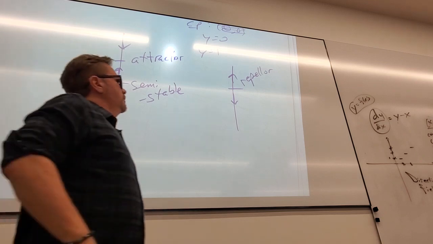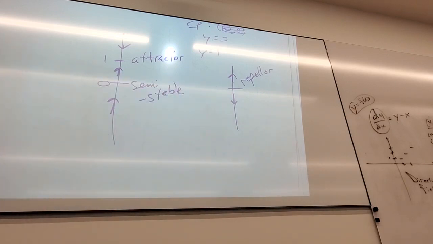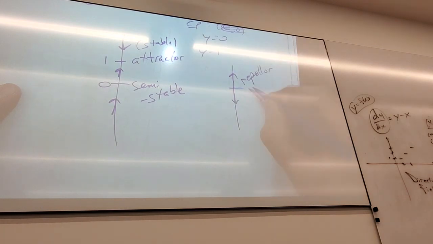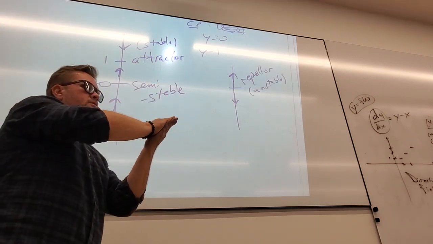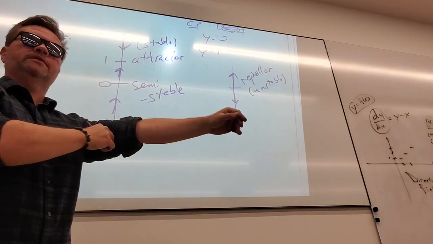That name? It's not an attractor or repeller. So what I would call an attractor, I could also call stable. And a repeller, I could also call unstable. It's trying to get away from something instead of trying to come towards something. But attractor and repeller make more sense than stable and unstable, to be honest.